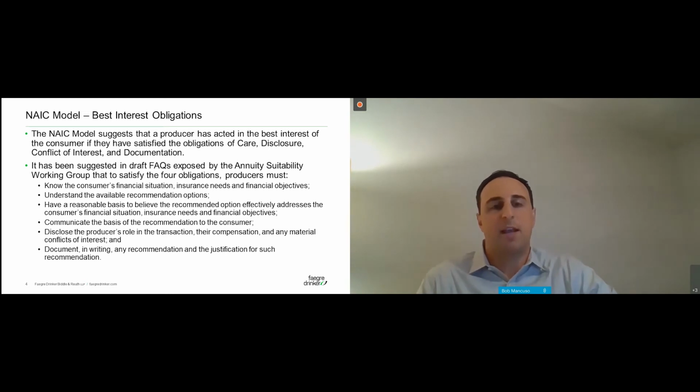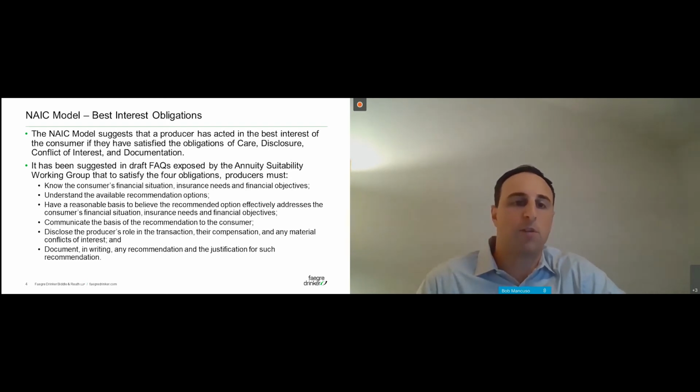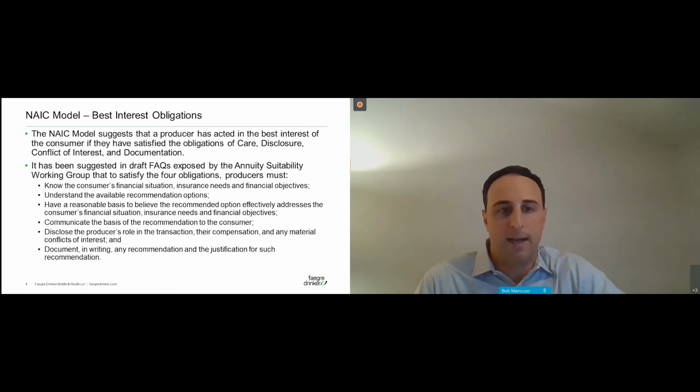The disclosure obligation, the second obligation. The model actually comes with a form at Appendix A that producers can use to make many of the required disclosures that a producer needs to make throughout this best interest process. Those are items like the producer's role and relationship with the consumer, whether the producer only sells annuities for one insurer as opposed to having an opportunity to sell for multiple insurers. And another key aspect is how the producer is compensated.